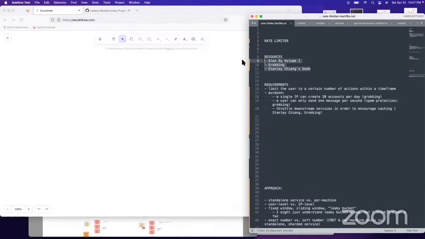I have 5 different system design problem books, and at least 3 of them had coverage of the rate limiter problem. One of them was Alex Xu's book. Grokking has it. Stanley Chang's book has it. I do actually recommend this book. It's pretty solid, a little bit better than Alex Xu's first book for quite a few problems. Alex Xu's first book did have some pretty solid coverage of this problem. I think he had like 5 different algorithms for handling rate limiter, while Grokking only had 2.